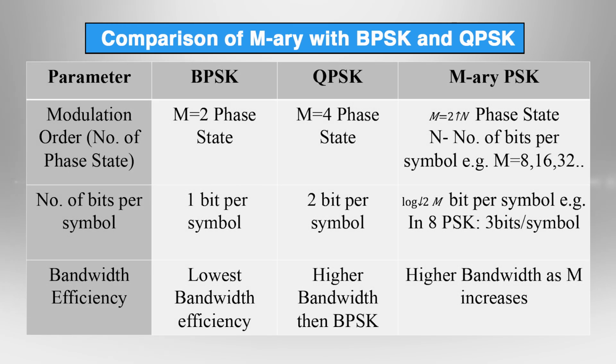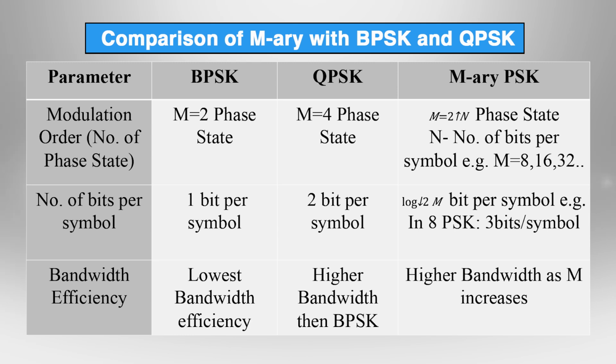First is modulation order. In BPSK, M is equal to 2, that is it has 2 phase states. In QPSK, M is equal to 4, that is it has 4 phase states, and in M-array PSK, M can be 8, 16, 32, etc., where M is the number of phase states.